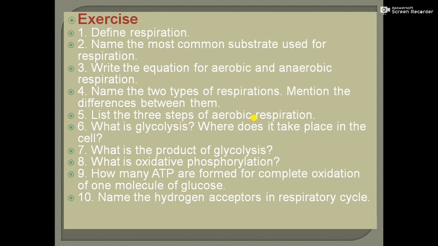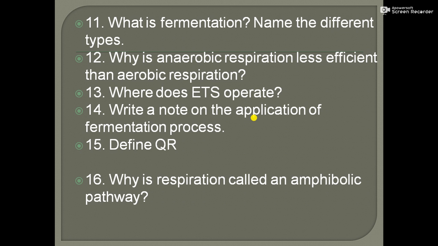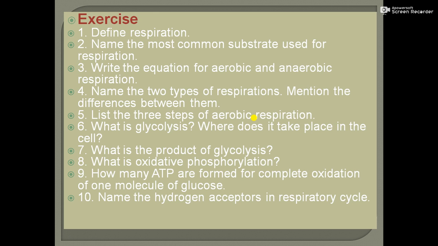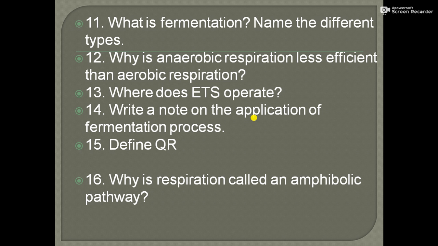Now here's some exercise for you. First one is define respiration. Second, name the most common substrate used for respiration. Number 3, write the equation for aerobic respiration. Number 4, name 2 types of respiration. The same way I have said 16 questions for you. The last one is why is respiration called an anabolic pathway?